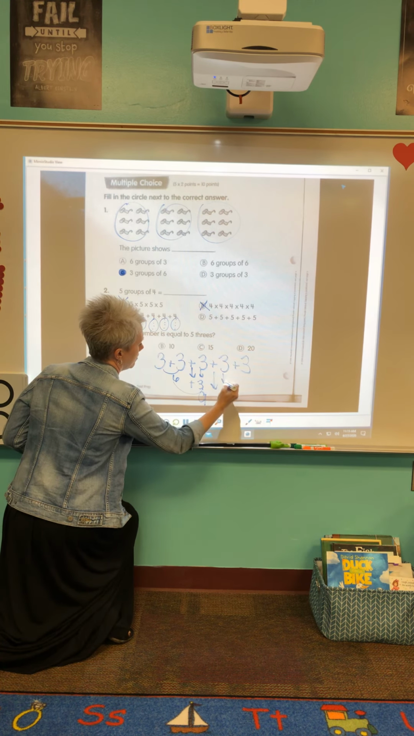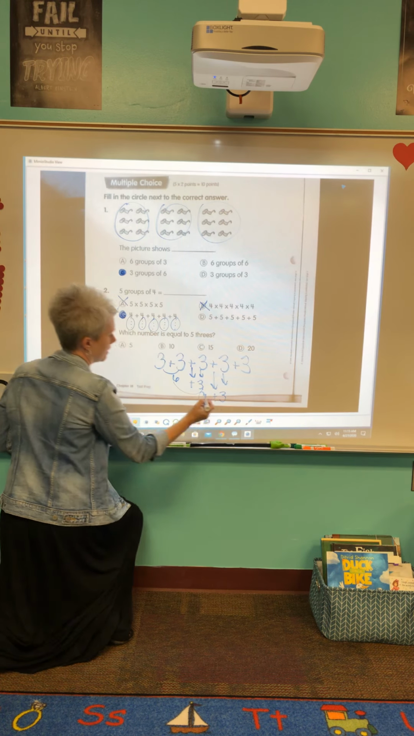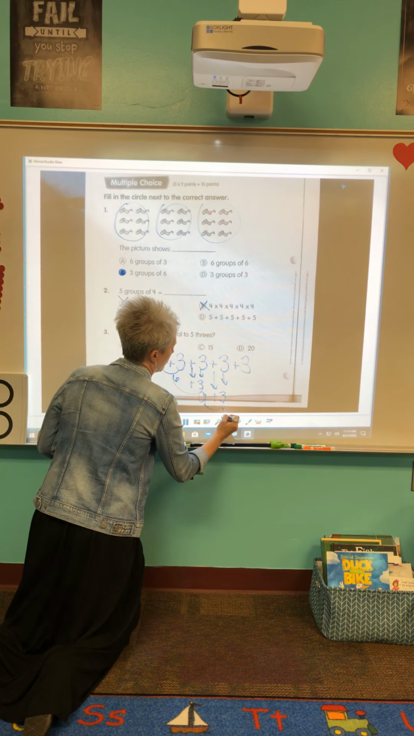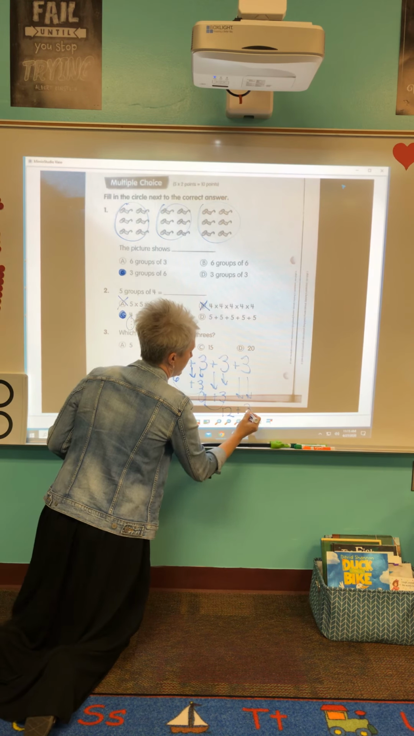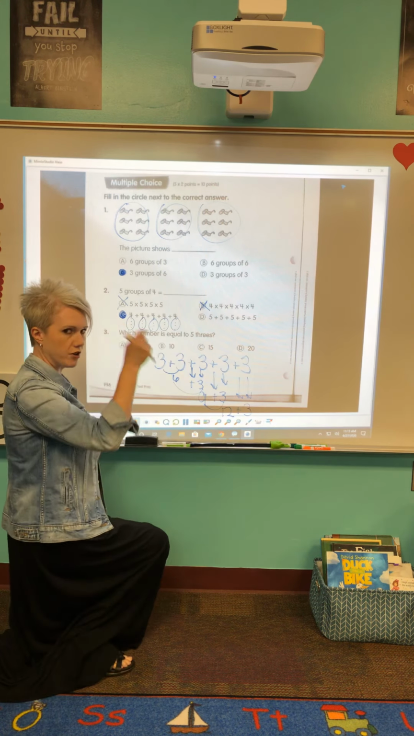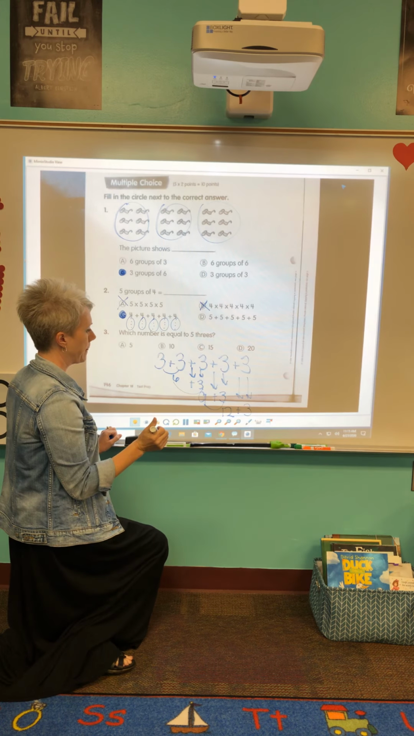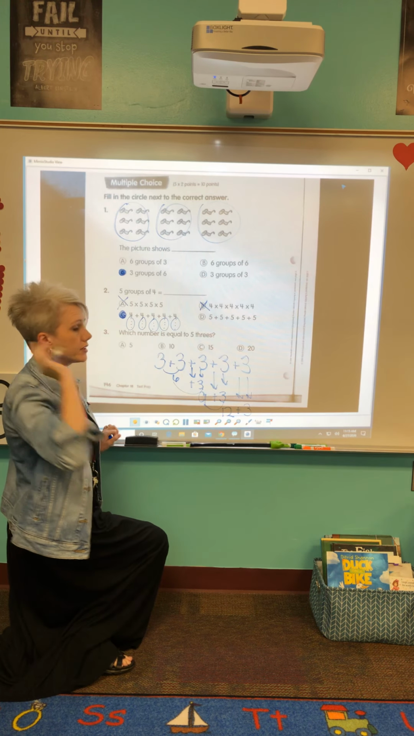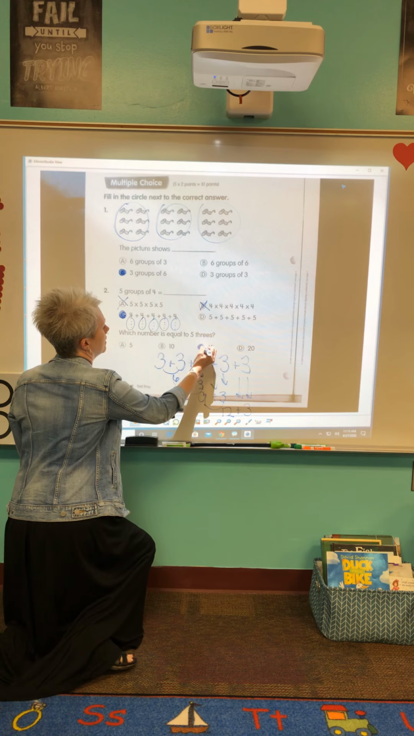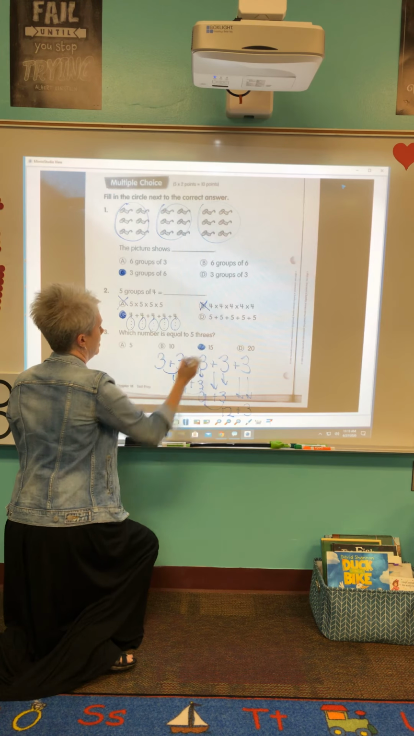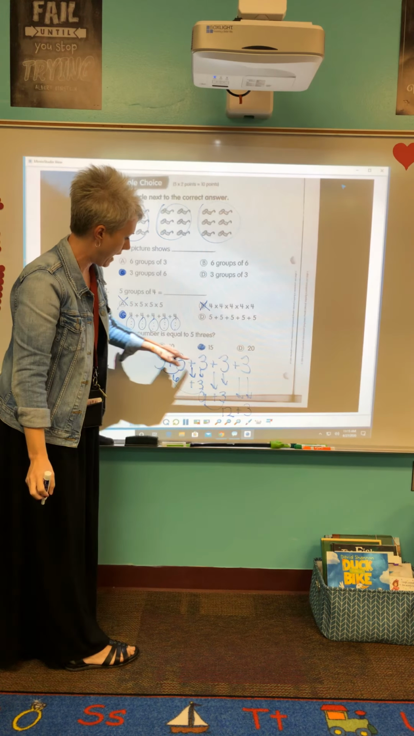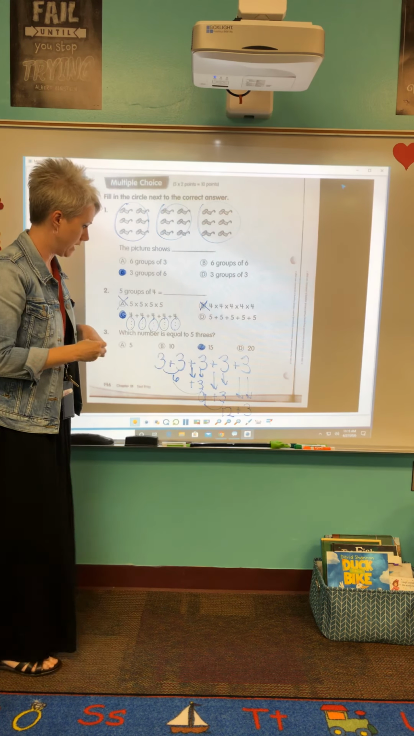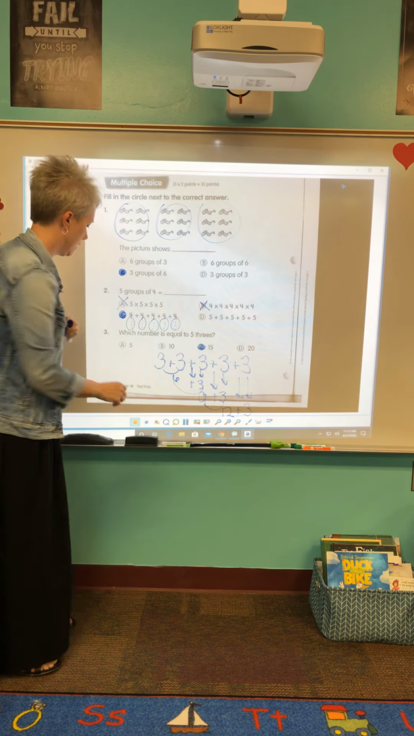Bring that down. Plus 3 is 12. Bring that down. Plus 3. 12 plus 3. Pop 12 into your head. Count up 3. Yell it out. Good job. 15. And that is one of our answers. Which number is equal to 5 3s? We put 5 3s and added them all together. 15.